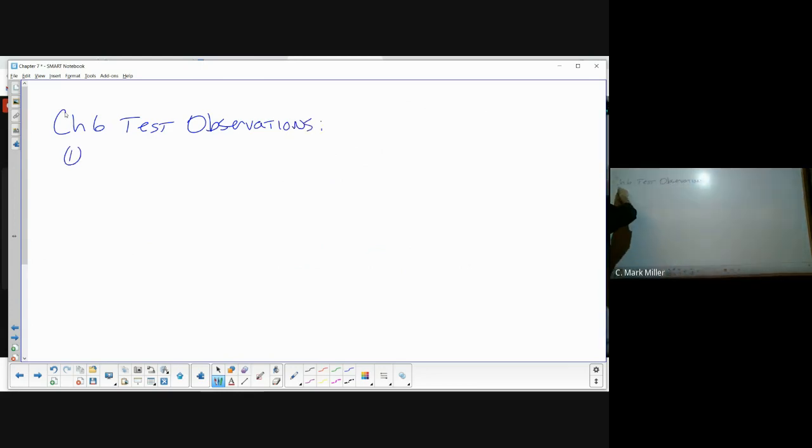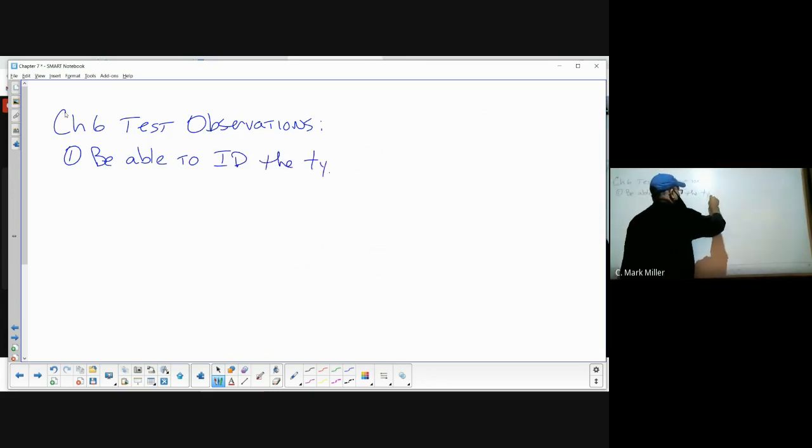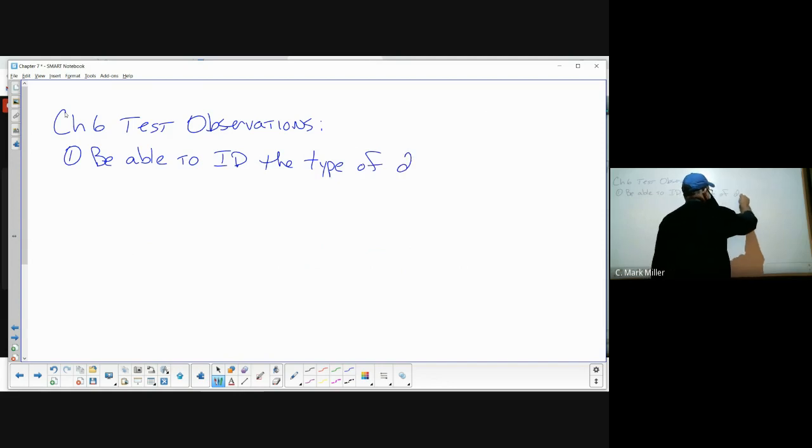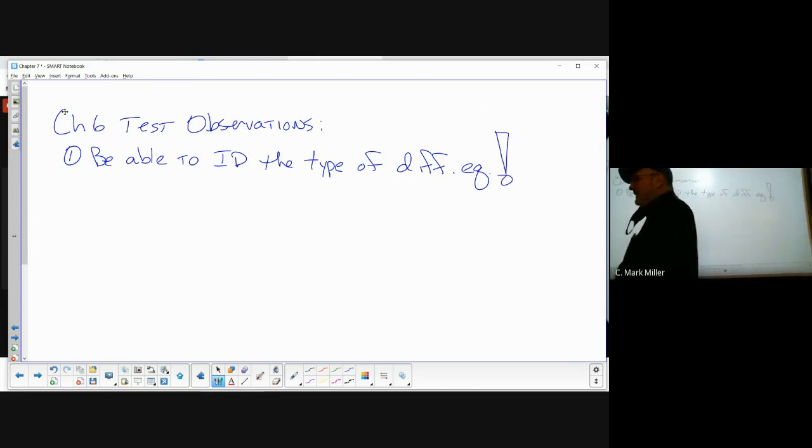Number 1, be able to ID the type of differential equation. Because I can't blame anybody for starting off with separable. No, that's the nice one. It can still be long, that's nice. Okay. But if you cannot, you must be able to separate to do separable.